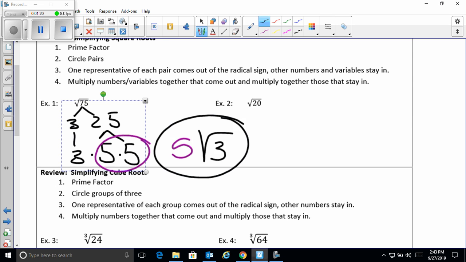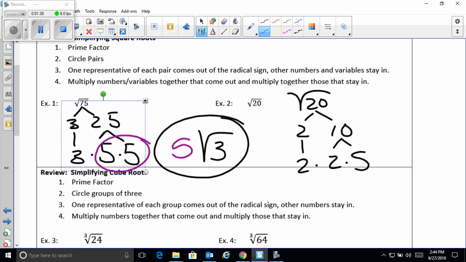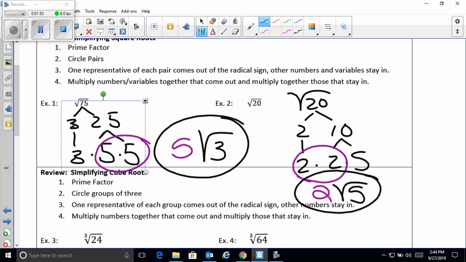I'll try another example. Square root of 20. 20 breaks down to 2 and 10, or 4 and 5. 2 is prime, so I can keep that. 10 is not. I have to break it down further, so it's 5 and 2. So this is my prime factorization, 2 times 2 times 5. So now I'm looking for a perfect pair of 2s. So what comes out is a 2, and then what stays in is the numbers that don't have partners, so the 5. And that's our answer, 2 square roots of 5.